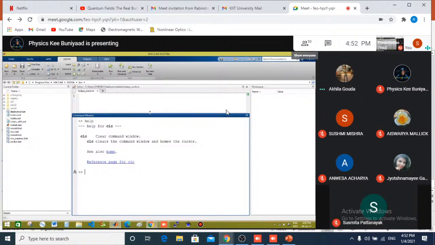Then SIGN. Sign of -5 is -1. Sign of a positive number is 1. Sign of 0 is 0. So ABS, sign, then what were the other things? Let us check what are the other things.